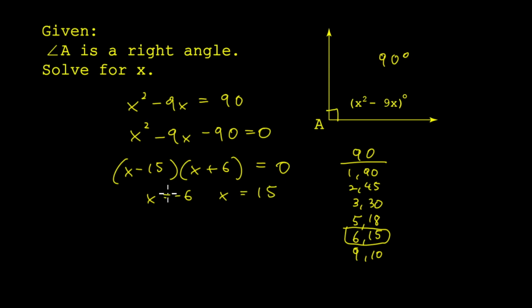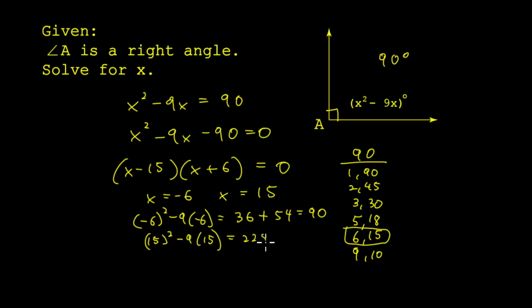So when you solve for variables in geometry, you need to plug them back in because you can have extraneous solutions. So negative 6 squared minus 9 times negative 6, that is 36 plus 54, which is 90. So that works. And then if x is 15, that is 15 squared minus 9 times 15, which is then 225 minus 135, which is again 90.